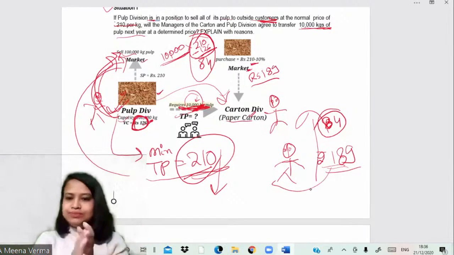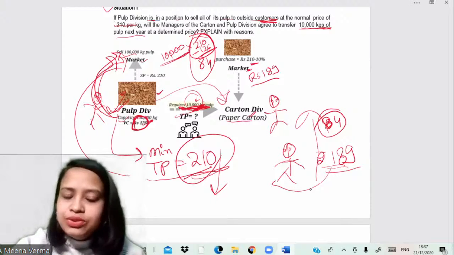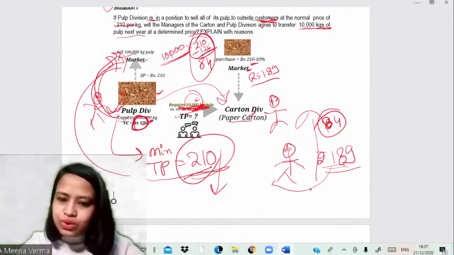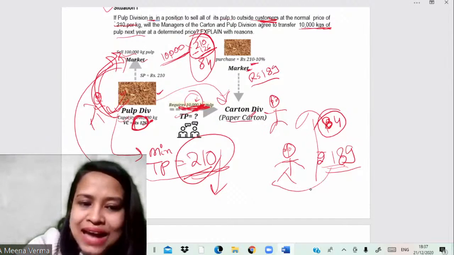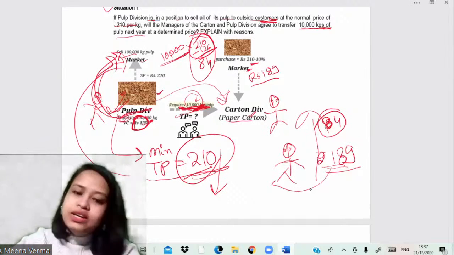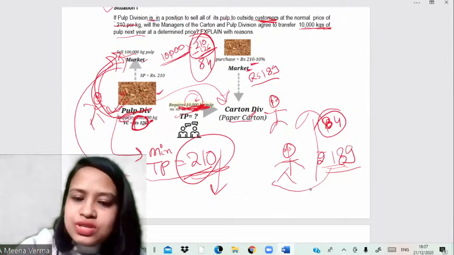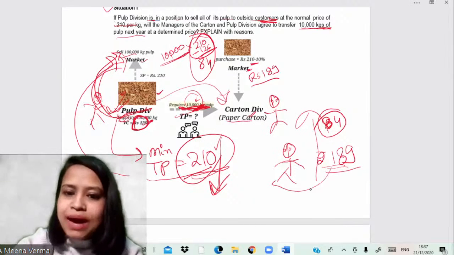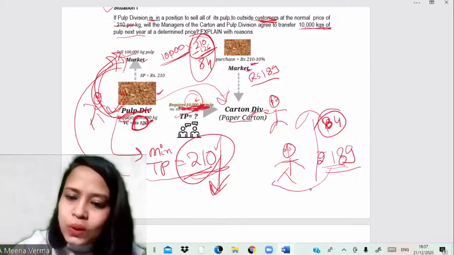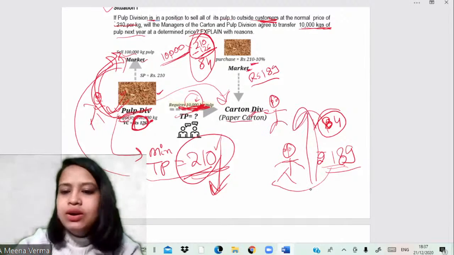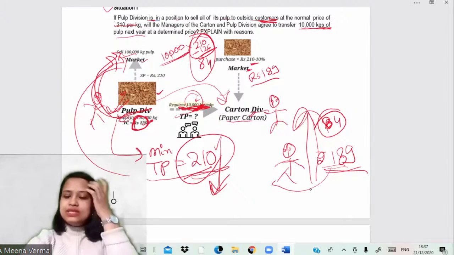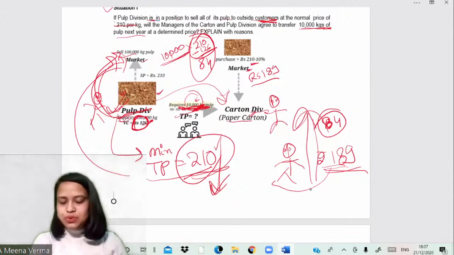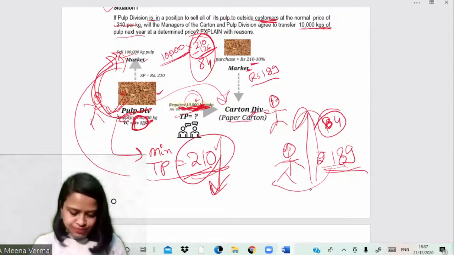So what happened? They will not agree to transfer the goods from one division to another division. You can see here, the manager of pulp division will not agree to reduce the price of the goods below 210. Similarly, the manager of carton division will not agree to increase the price beyond 189. So this transaction will not materialize between them. They will not agree to transfer the goods. I hope it is clear to all of you.